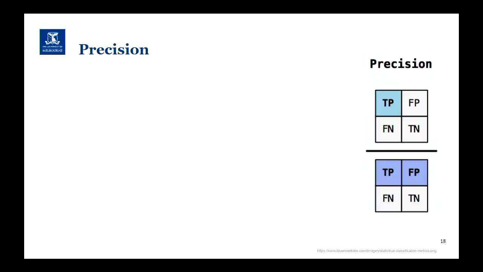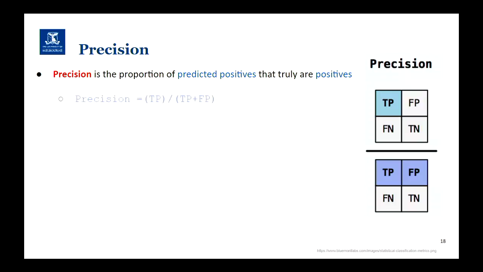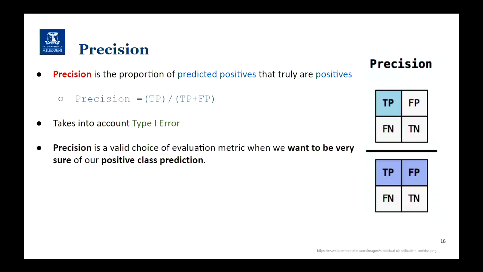The second one is precision. Precision is basically the proportion of predicted positives that are actually positives. So true positives divided by all predicted positives, everything your classifier says is positive, the true ones and the false ones. What you can instantly see is that precision takes into account type 1 error. So if you want to minimize type 1 error, you might want to maximize precision. It's a valid evaluation metric when you want to be very sure about the positive class prediction.